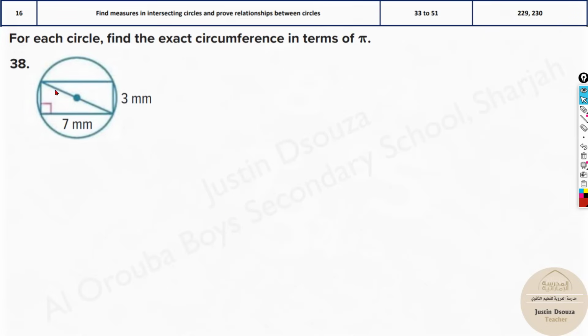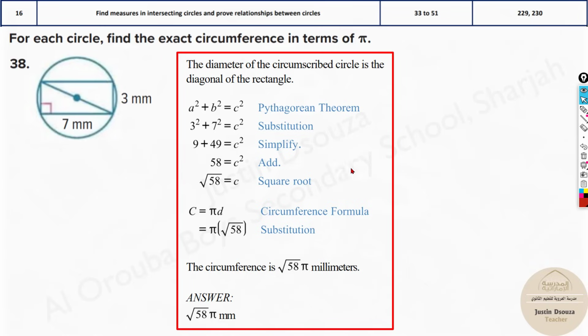I'll just quickly tell you this. This is 7, this is one side, and these would be congruent to each other. So that would be 3, and you can easily use it. But we have to use Pythagoras here. You see, it's 3 squared plus 7 squared. To find the diameter, it will be the diameter squared. Now you will get square root 58. Don't simplify it, keep it as it is and then use it. It will be square root 58 pi mm.